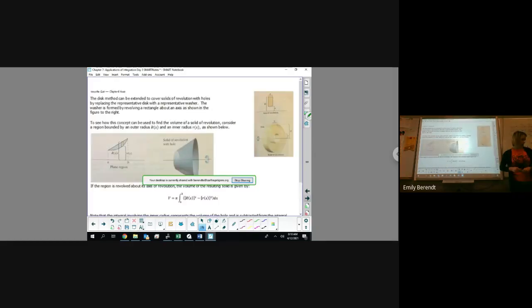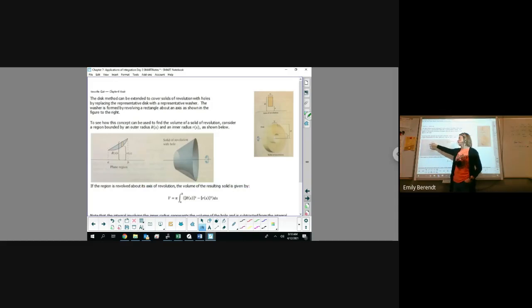And I think we moved from just rotating about an axis to rotating about horizontal and vertical lines as well. All right, so this is all the fancy stuff they're talking about. If you have a flat plane region, you draw your representative rectangle and start revolving it around an axis, you get your 3D figure, and it's going to create a washer. Just like I said, imagine a big cylinder that we're filling and a small cylinder that we're filling. We subtract the two to get the washer.